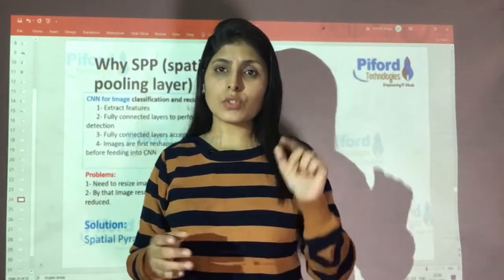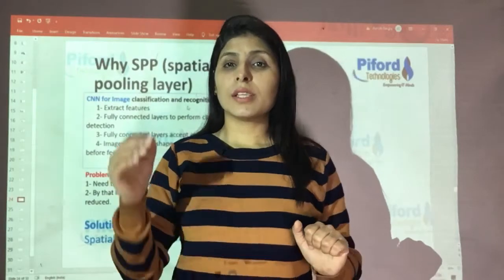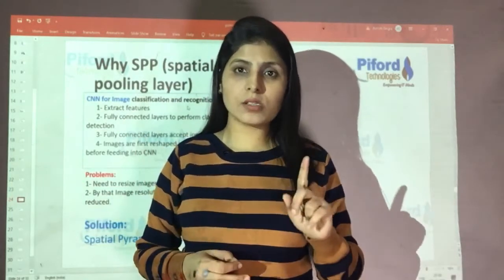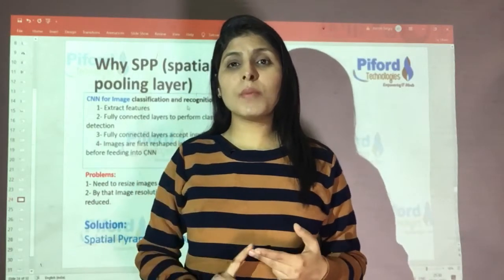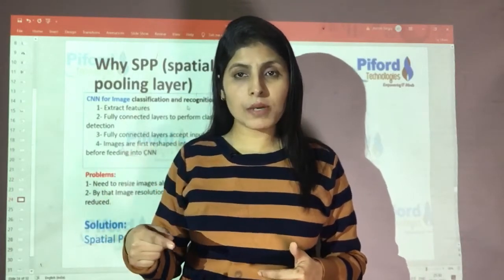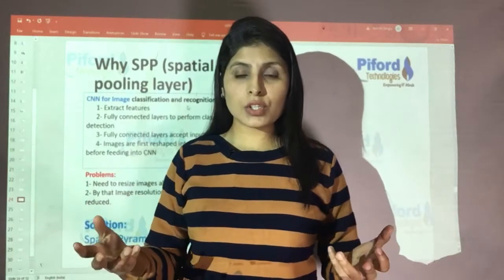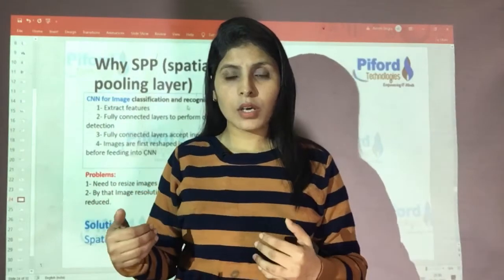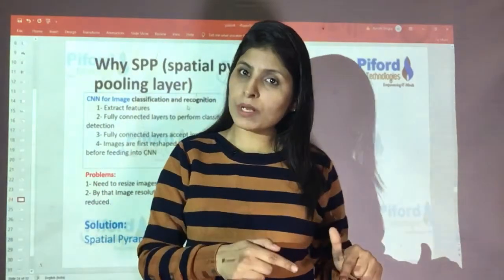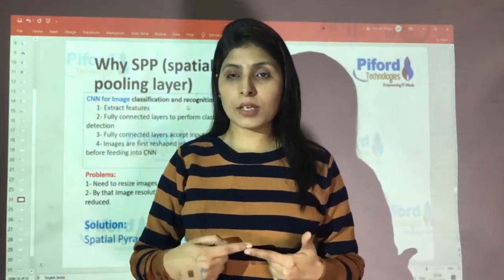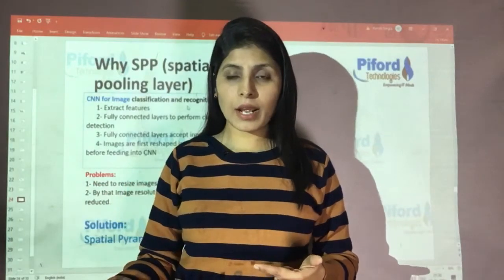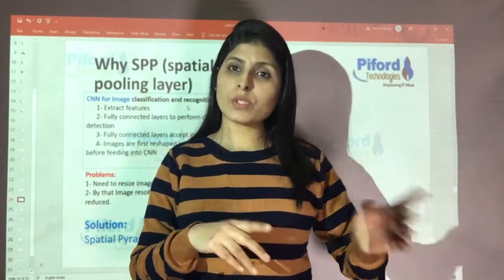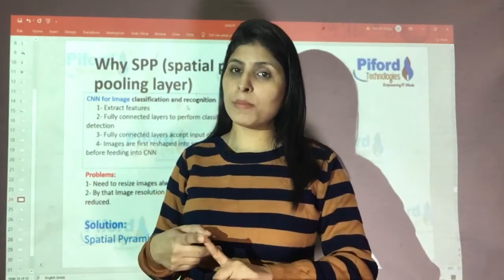Okay, so now the problem over here is that we always need to resize the images. This is the first problem. And the second problem is, if we are resizing the images, then the resolution will be affected. The resolution will get reduced. Resolution getting reduced simply means we are compromising the quality of images. So these are the two problems with normal convolutional neural networks, where we always need to resize our images.